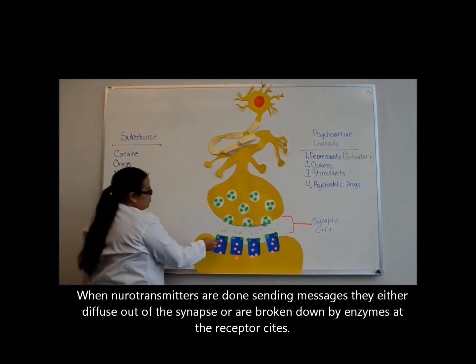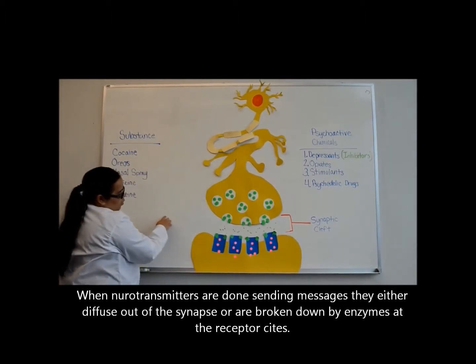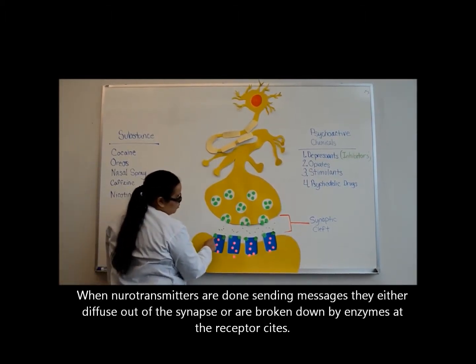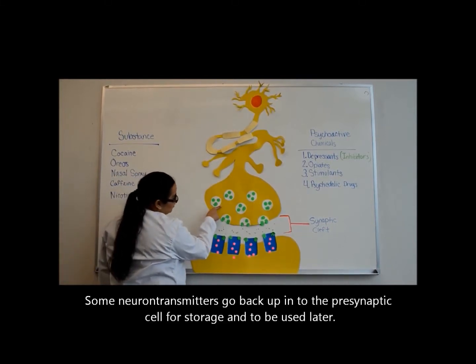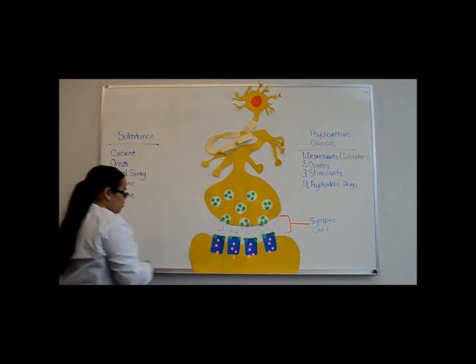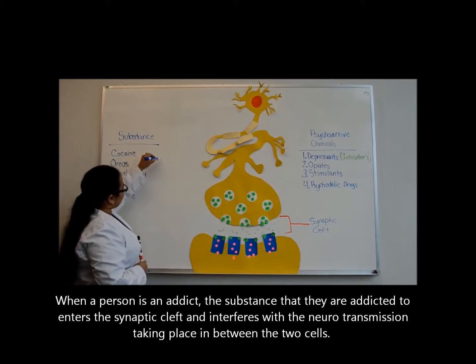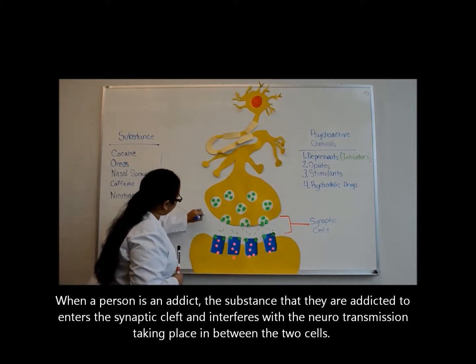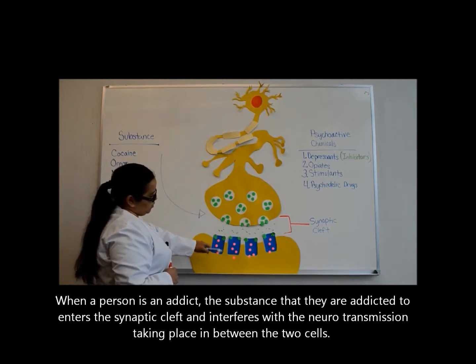When neurotransmitters are done sending messages, they either diffuse out of the synapse or are broken down by enzymes at the receptor sites. Some neurotransmitters go back up into the presynaptic cell for storage and to be used later. When a person is an addict, the substance that they're addicted to enters the synaptic cleft and interferes with the neurotransmission taking place in between the two cells.